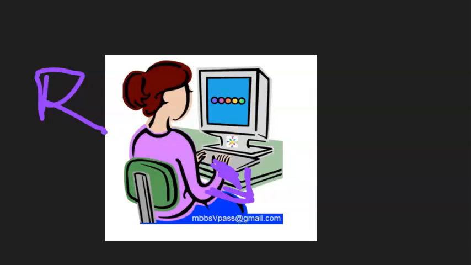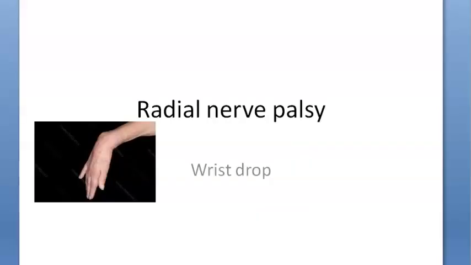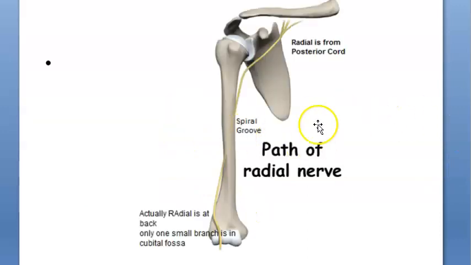This is orthopedics, so they are asking about fracture. Which fracture? So we look at our own video notes. Here you have radial nerve palsy where the wrist is dropped. You can see the path of the radial nerve. It is coming from the posterior cord of your brachial plexus, right? That's what I am thinking.